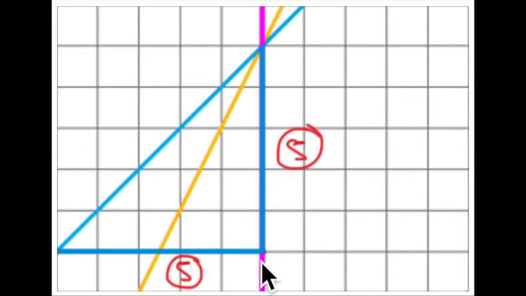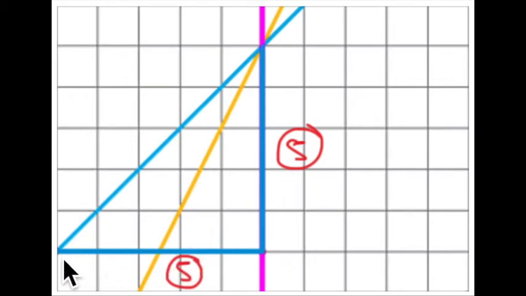It has a vertical length of 5 units, a horizontal length of 5 units. So along the x-axis, it goes 5 units. Along the y-axis, it goes 5 units. So the slope is how the vertical length compares to the horizontal length, or how much the vertical length is changing compared to the horizontal length. And it's 1 for 1.